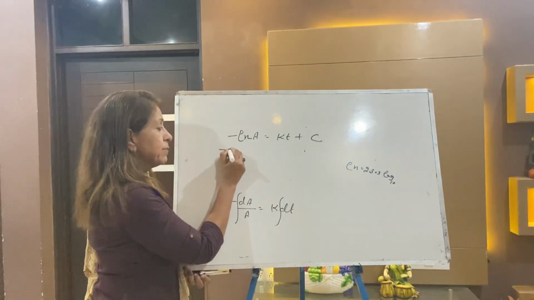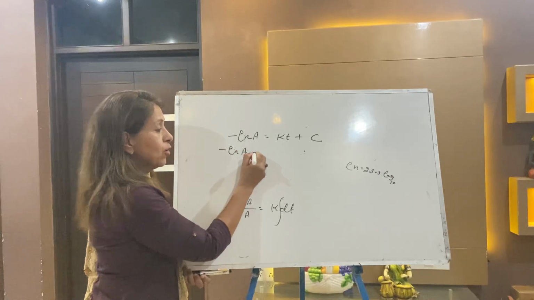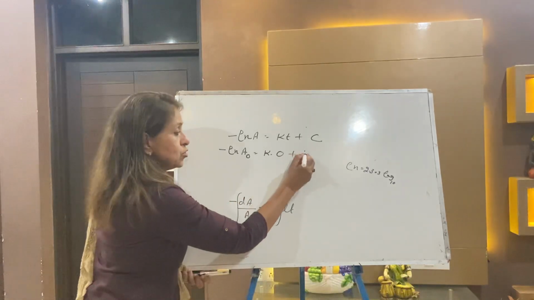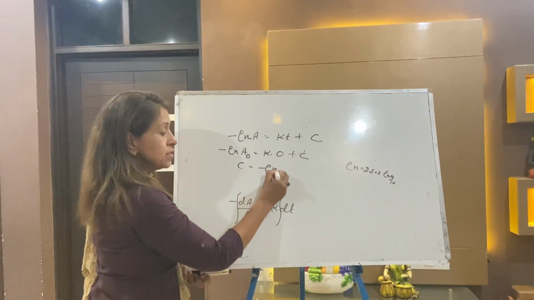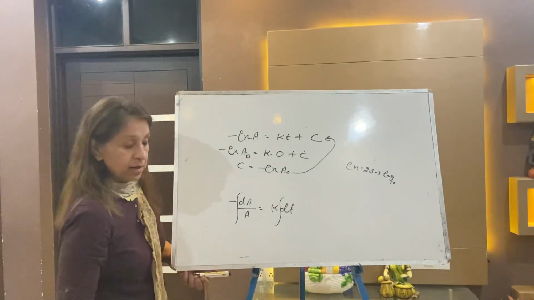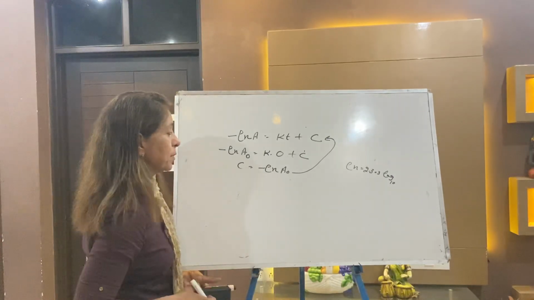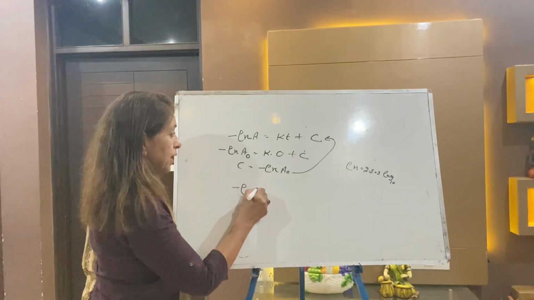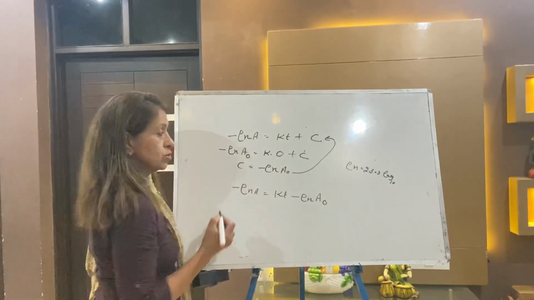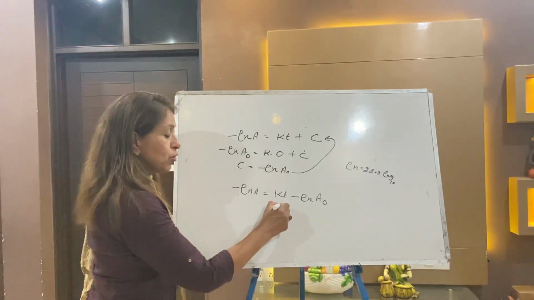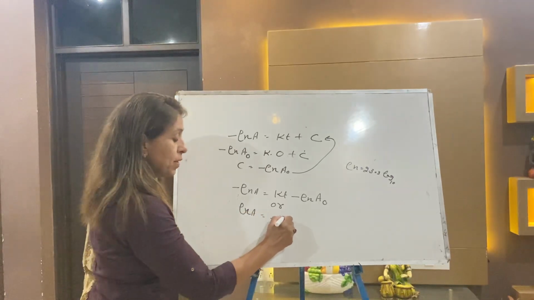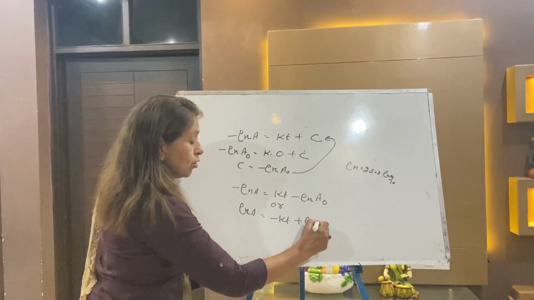Now let us start again, same as before. When the concentration is A0, the time is 0. At time 0, the concentration was A0. So C is equal to minus natural logarithm A0. When we put it here, the answer comes: minus natural logarithm A is equal to kt minus natural logarithm A0. Or, because we want to make a graph, you can write natural logarithm A is equal to minus kt plus natural logarithm A0.